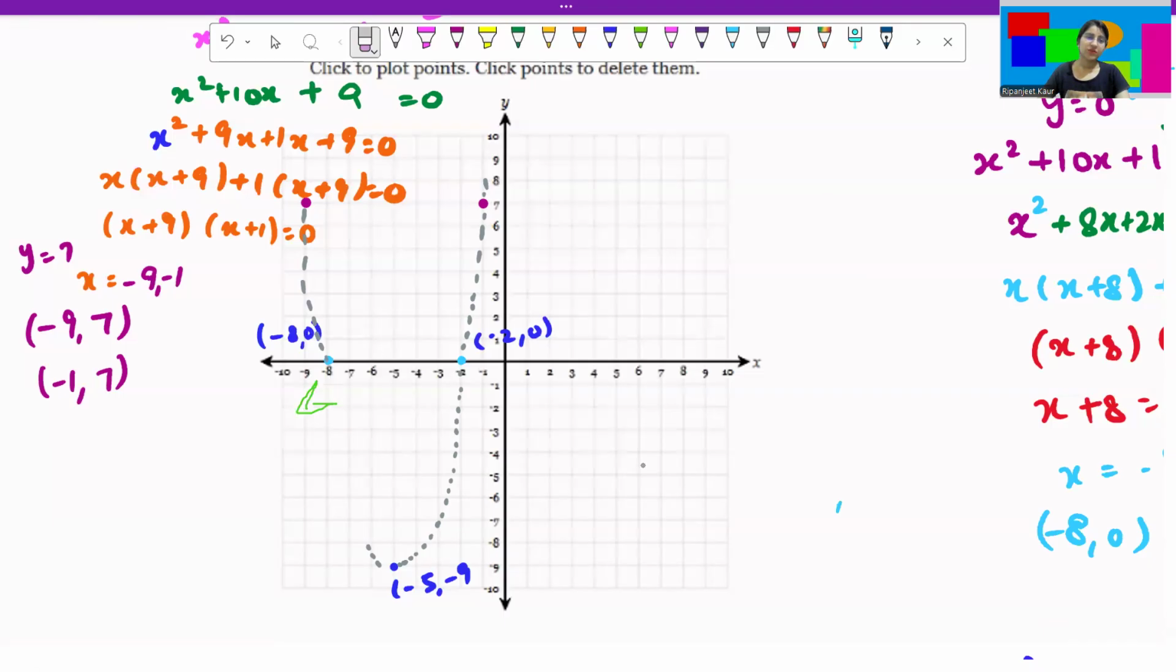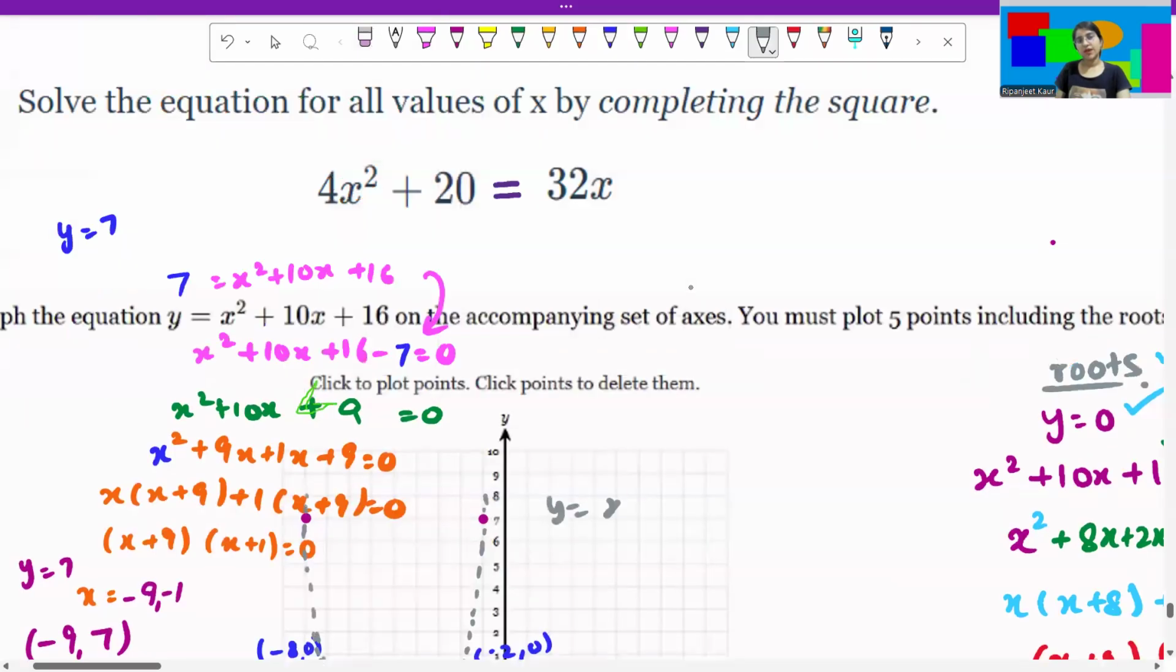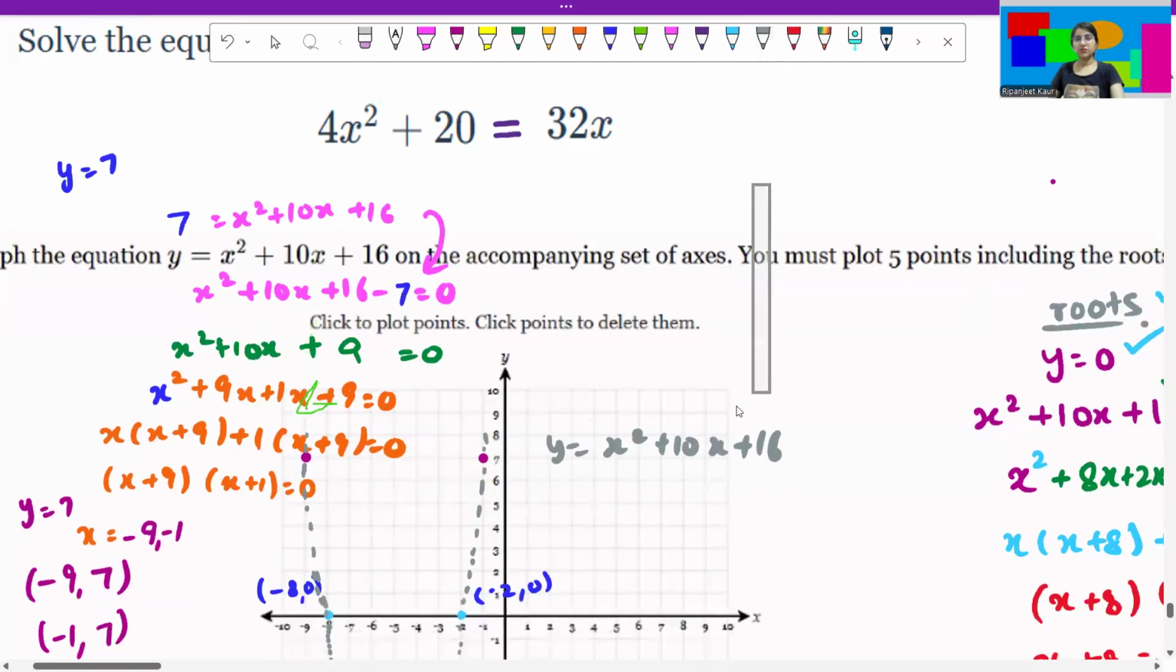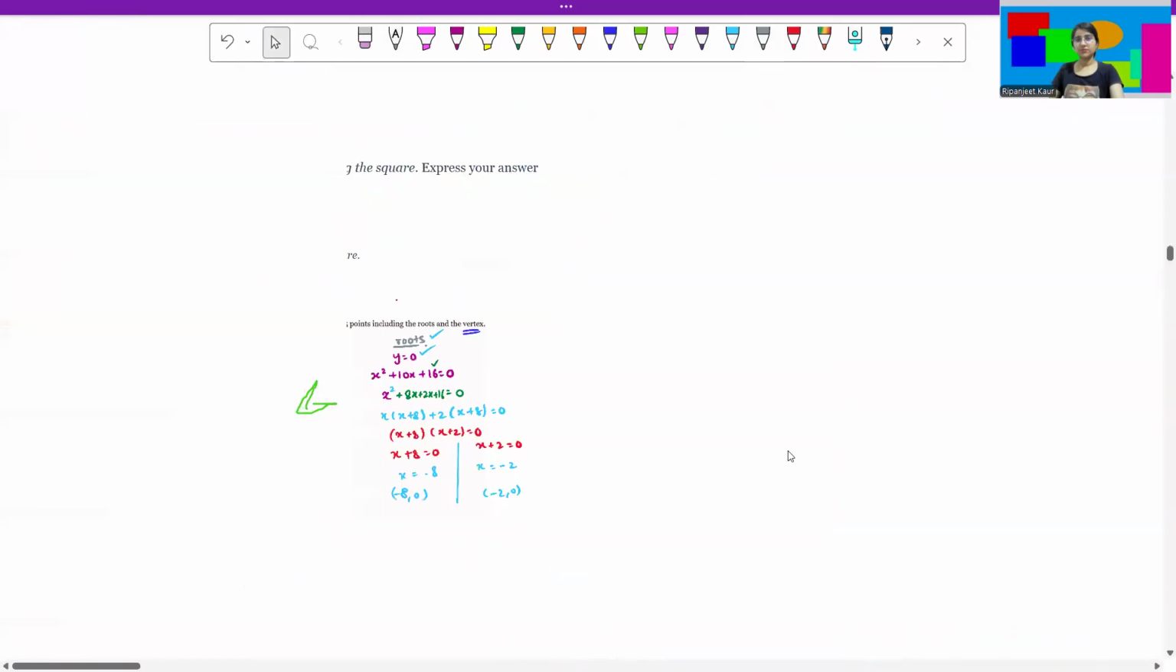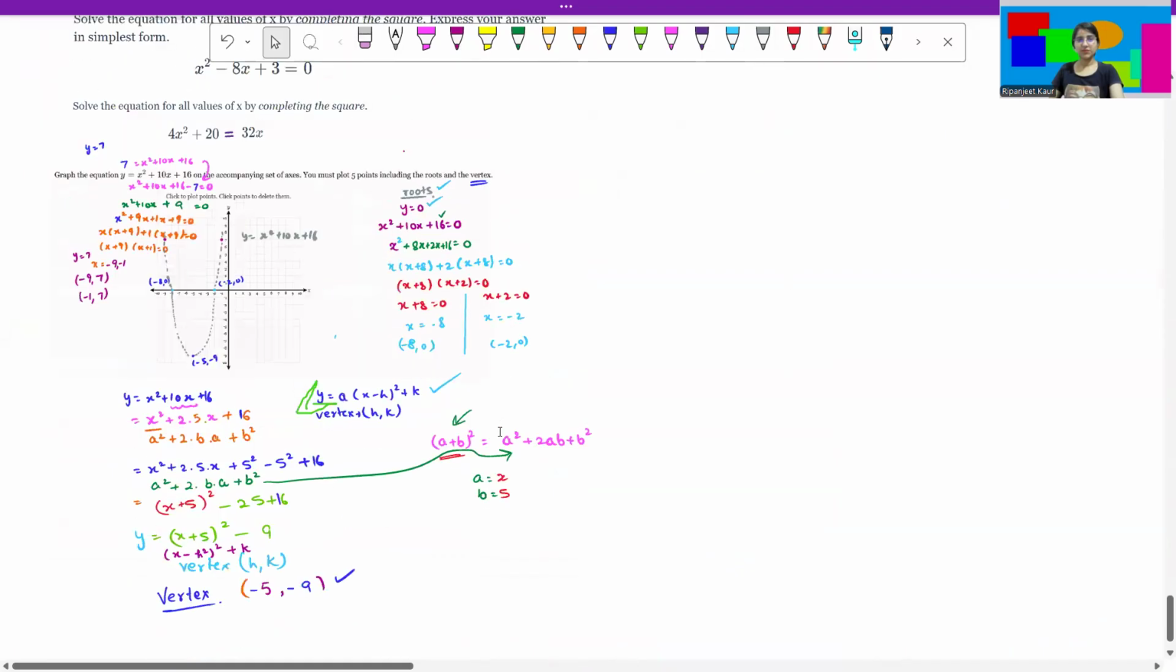And this is what we wanted to find out. So we found one point, which was the vertex. Then these light bluish points are the x-intercepts, where y is equivalent to 0. And then two more points by plugging in. So this is the parabola that we got for this particular equation, y is equal to x square plus 10x plus 16. And that's what we wanted to find out here.